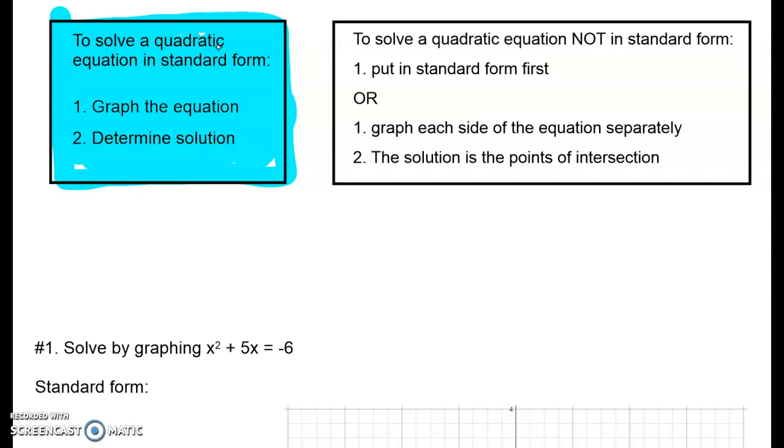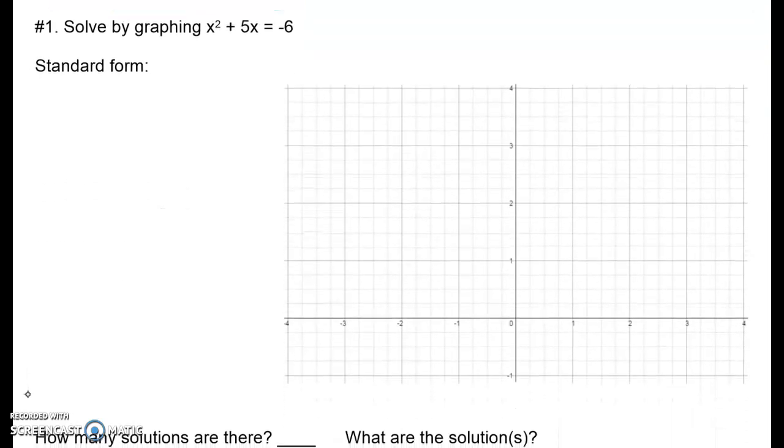To solve a quadratic equation in standard form, we need to first determine if this is in standard form. Standard form, we know, has to be equal to 0. In this case, it's pretty easy to turn it into standard form. We need to add 6 to both sides.